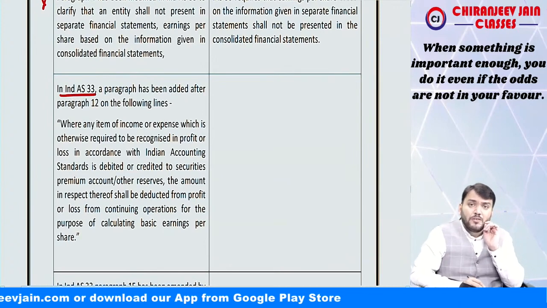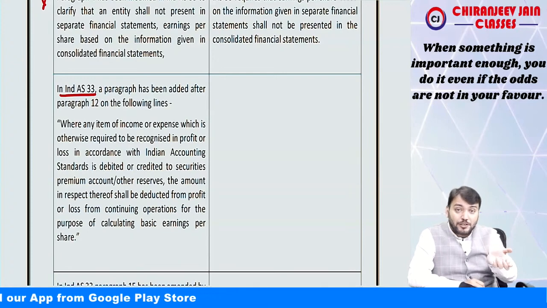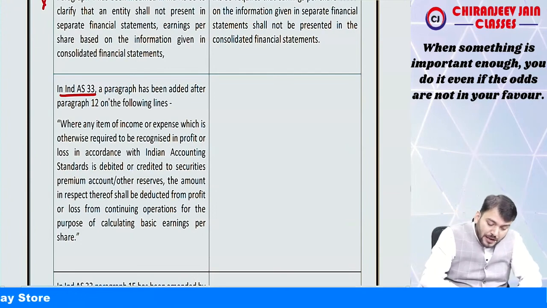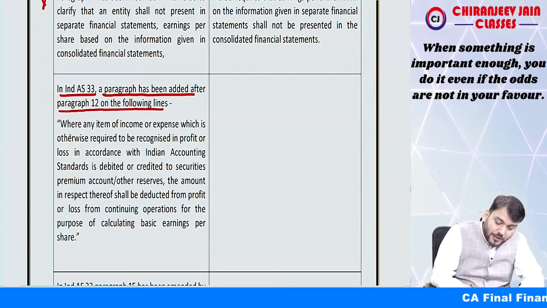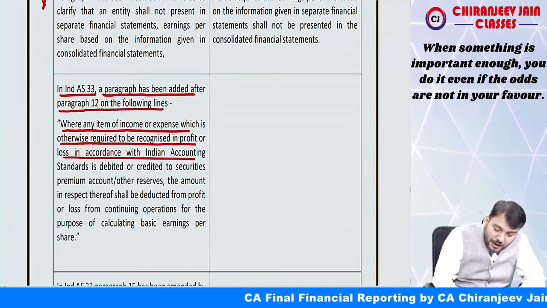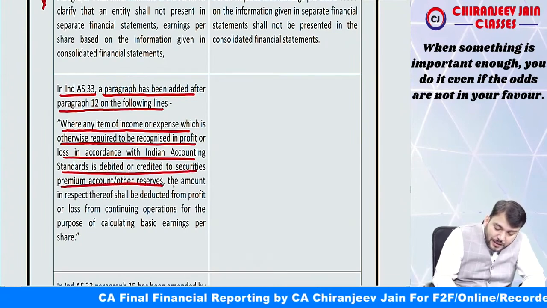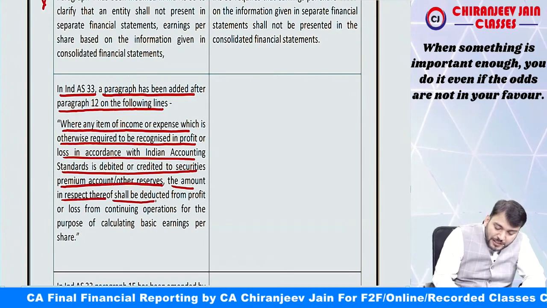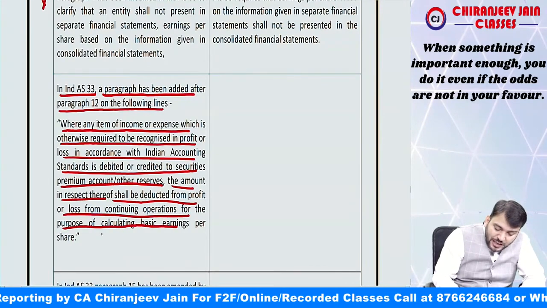Ind AS 33, for calculating net profit or loss attributable to the equity shareholders of the parent entity, they have added one para. A paragraph has been added after para 12 on the following lines: where an item of income or expense which is otherwise required to be recognized in P&L in accordance with Indian accounting standards is debited or credited to securities premium or any other reserve, the amount in respect thereof shall be deducted from profit or loss from continuing operations for the purpose of calculating basic earnings per share.